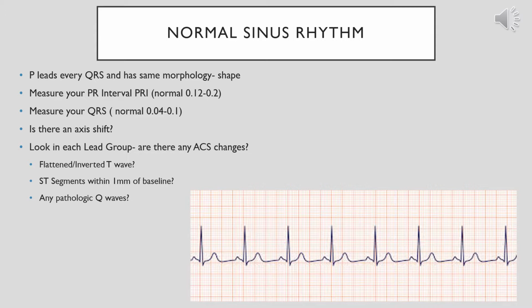Looking at each lead group, we're looking for any ACS changes. Acute coronary syndrome, we can evaluate that when we're looking at the EKG 12 leads as well. We're going to be looking for these T wave changes, ST segments, or pathological Q waves. This is normal sinus rhythm.